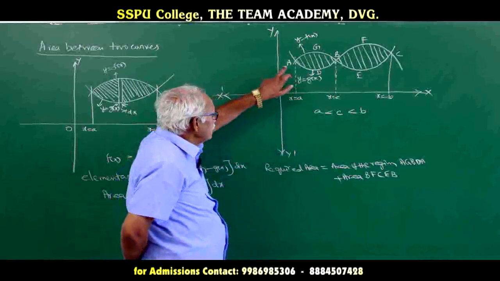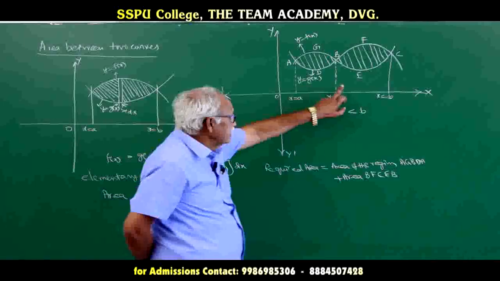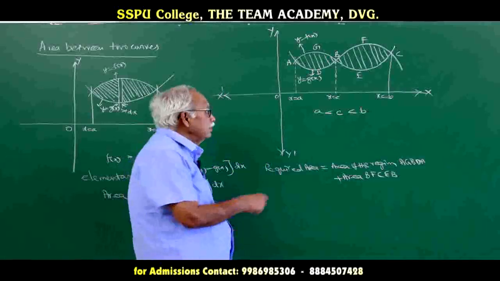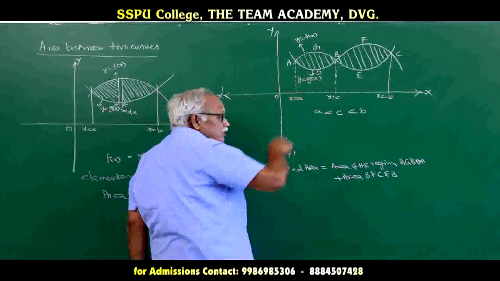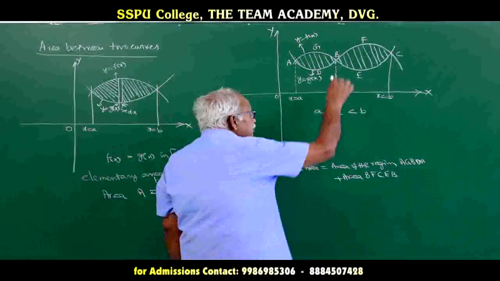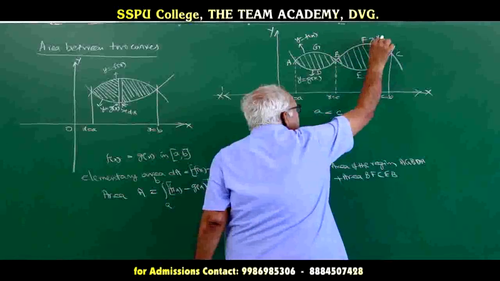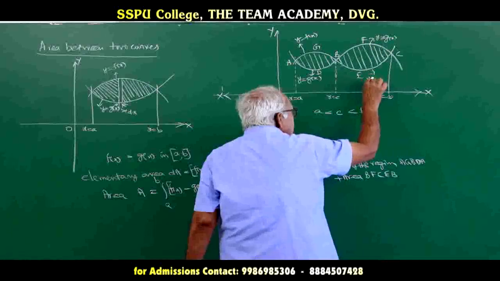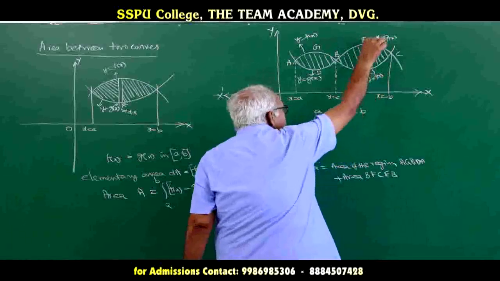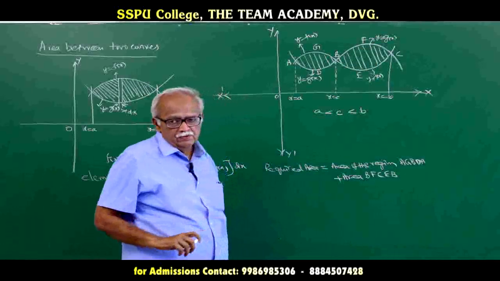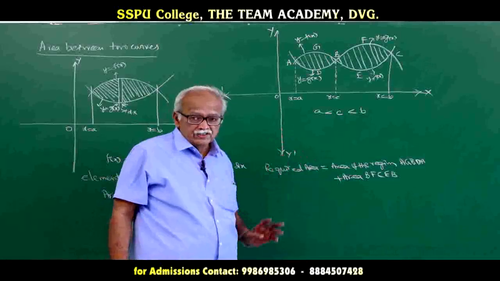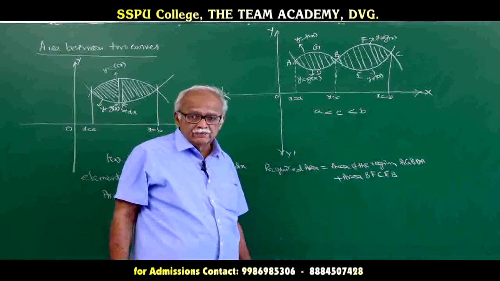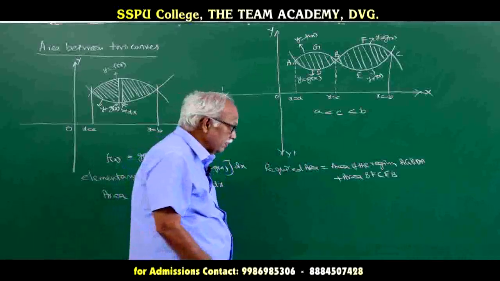The first area is between A and C, the second area is between C and B, and in the first area f of x is greater than g of x. In the second area you can see this is g of x graph. This is y is equal to f of x, and g of x is greater than f of x. So, the first one f of x is greater than g of x, the second one g of x is greater than f of x. So, how to write the formula for this?